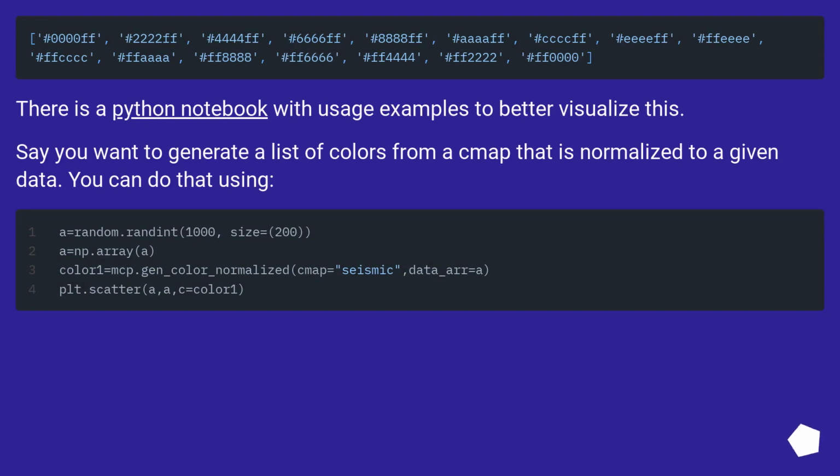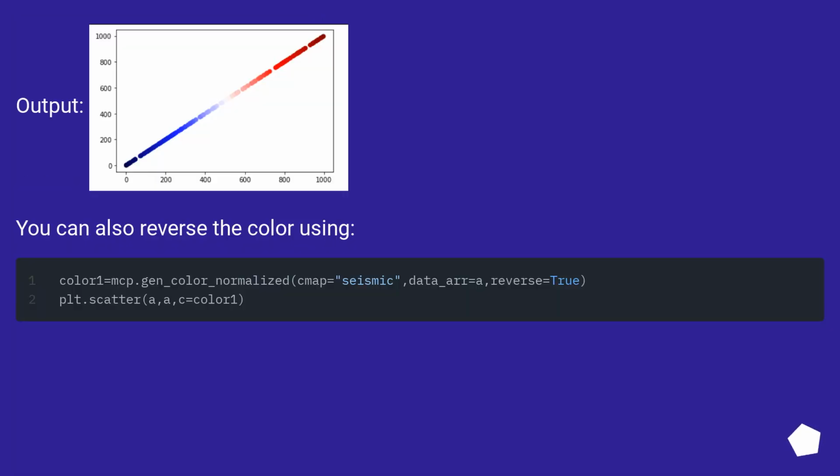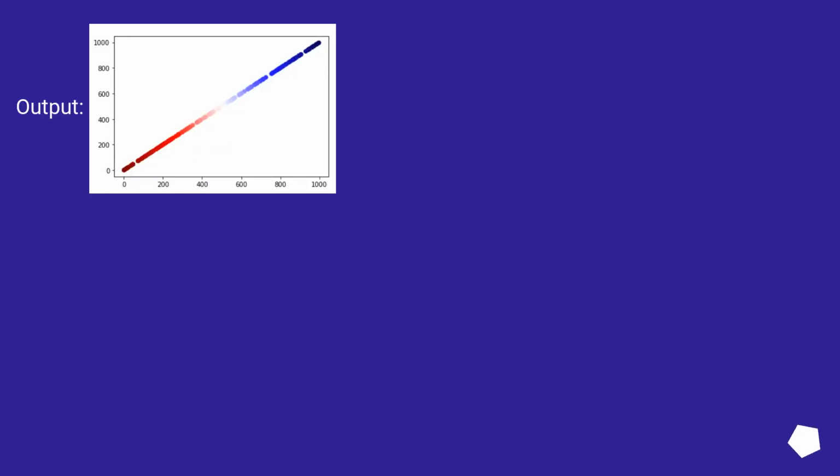There is a Python notebook with usage examples to better visualize this. Say you want to generate a list of colors from a map that is normalized to a given data. You can do that using this. Output. You can also reverse the colors using this. Output.